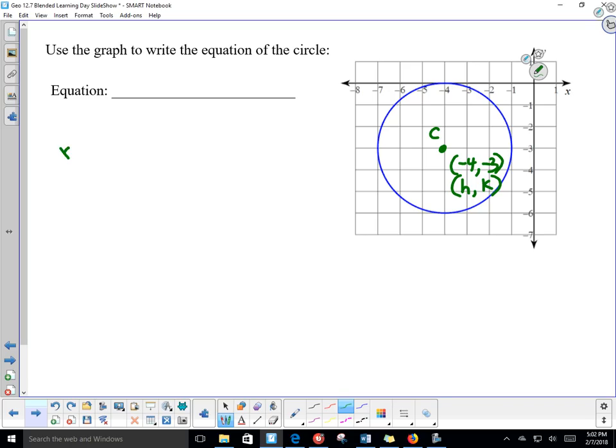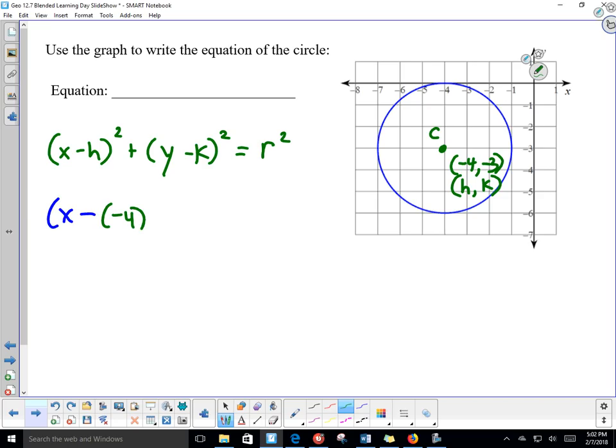So our model is (x − h)² + (y − k)² = r². And so I know what to plug in for the h and the k, so I'm going to write (x − (−4))² + (y − (−3))² = r². But we didn't figure out the radius yet. Can you tell what the radius is?